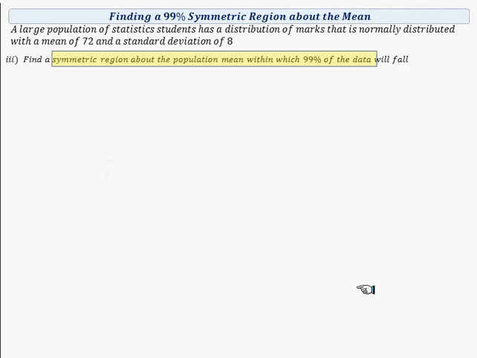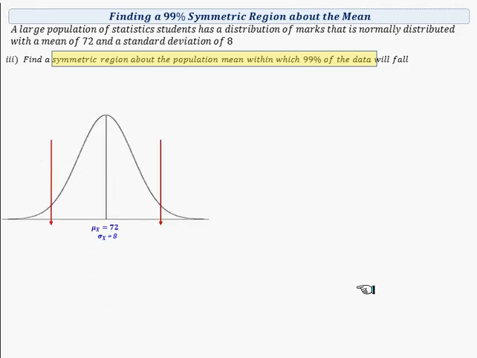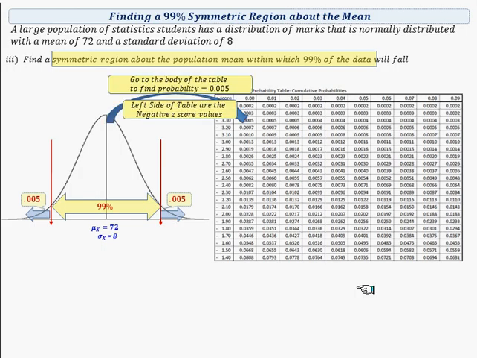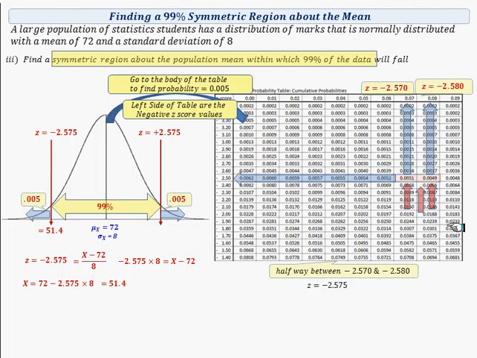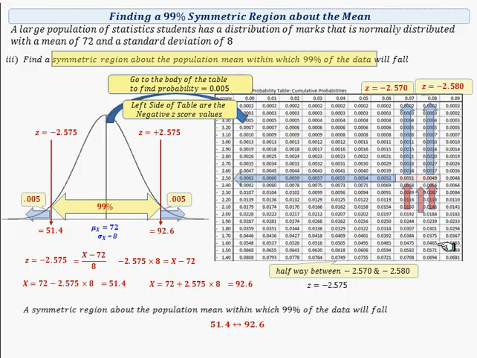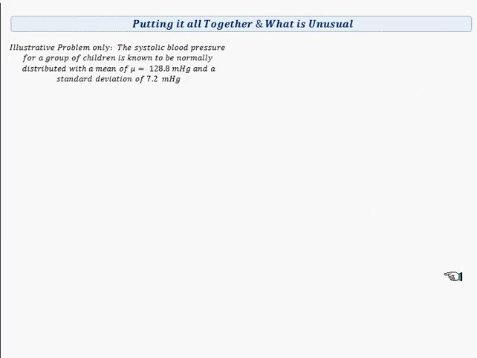And we're going to do the same for 99%. You can follow along. Pause the screen at any time. We're looking at 0.005, and we can see it's over here between minus 2.57 and 2.58, and again it's halfway between, so the z-score is minus 2.575, minus and plus. Converting those to an x value gives us a left-hand endpoint of 51.4 and a right-hand endpoint of 92.6. And then this gives us an interval within which 99% of the data will fall.